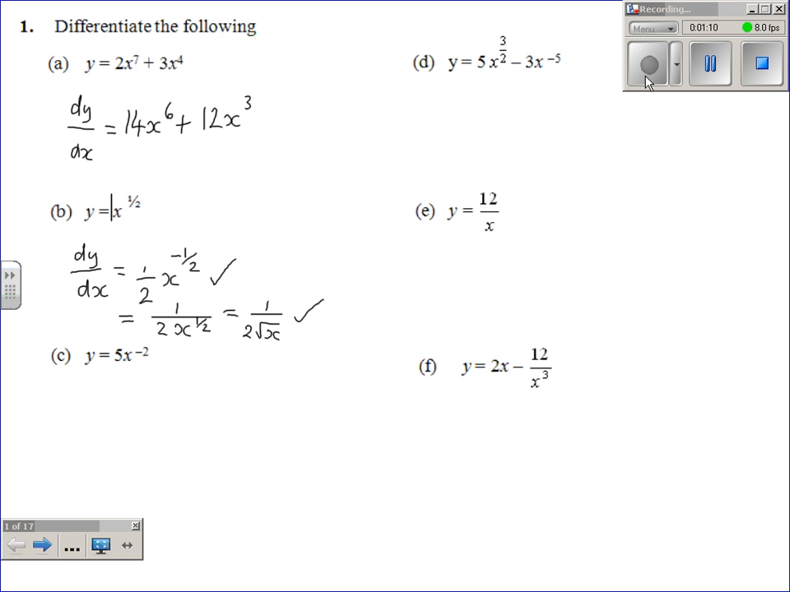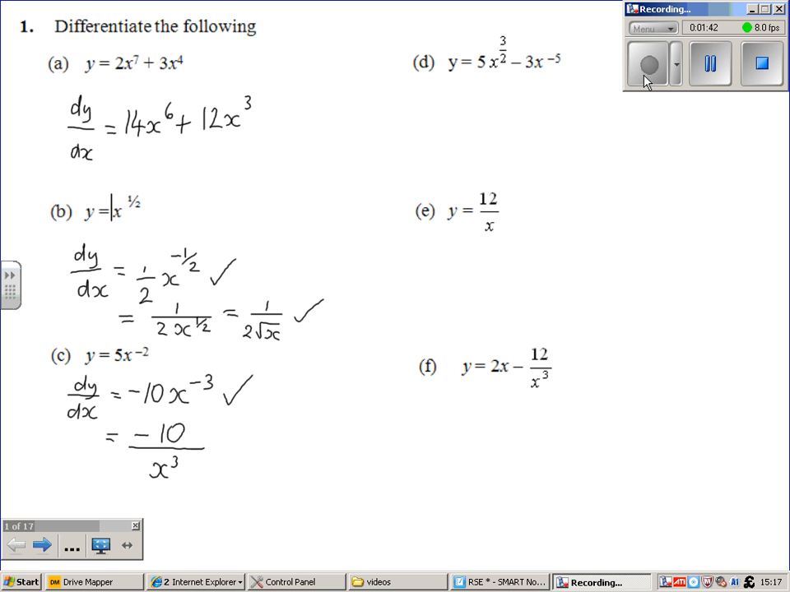Okay, question 1c, again we're differentiating. So we've got dy/dx equals 5 times negative 2 is negative 10, and decrease by 1, so you've got negative 3. Okay, at that point again this is correct, but we can just make it look a little bit nicer. The negative 10 is on the top, so leave it on the top. But to make that negative 3 positive, we can bring it down. So we've got x to the power of 3. And there we are, we're done at that point.